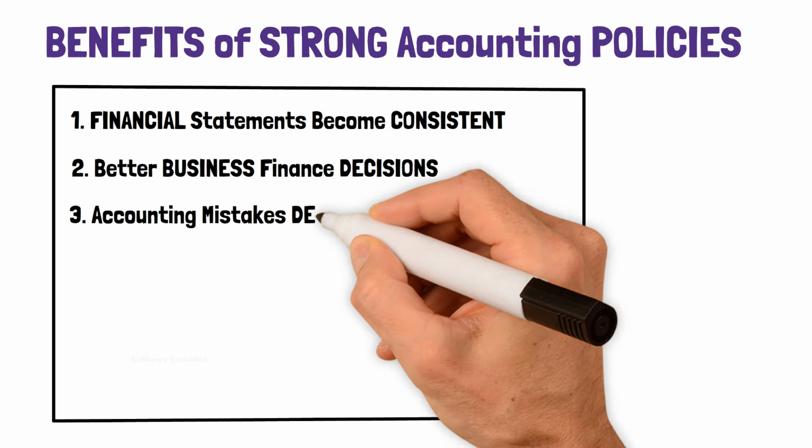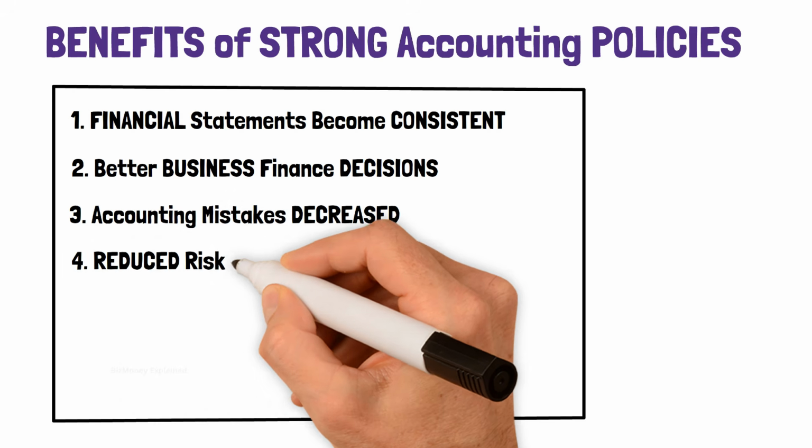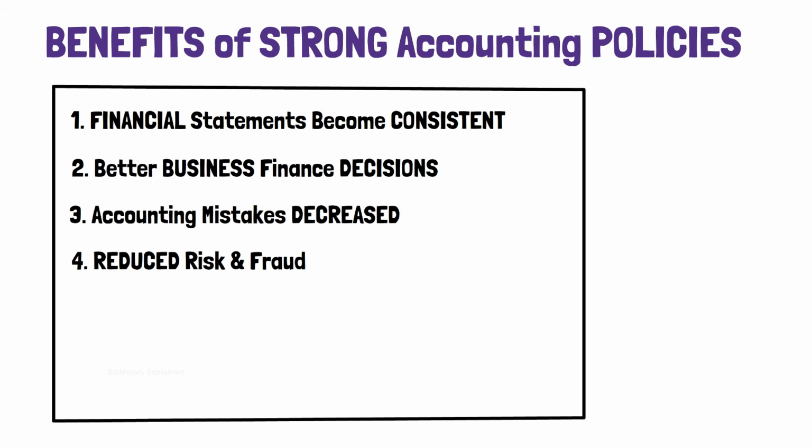Third, accounting mistakes decrease significantly. Employees no longer guess how transactions should be recorded because the rules are already documented. Strong accounting policies also reduce the risk of fraud. Clear approval limits, documented responsibilities, and regular reconciliations make it much more difficult for unauthorized transactions to go unnoticed.